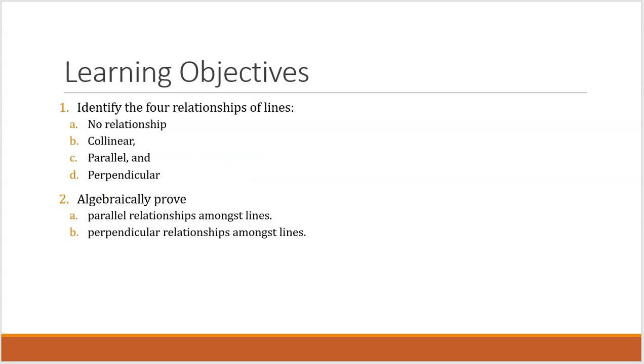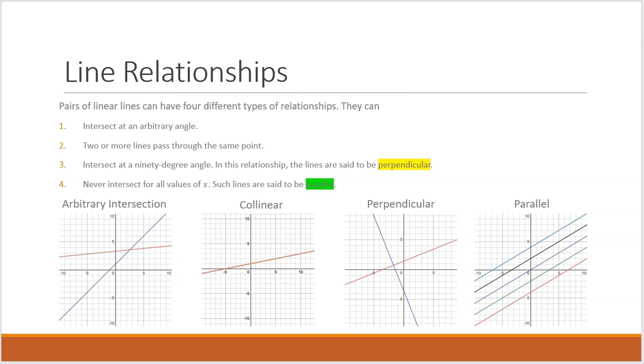Now, jumping into it, recall the four different types of relationships we can have with lines. The first one is the arbitrary intersection, where two lines intersect at arbitrary points, and the angles at the intersection are non-90 degrees. They're just two lines that cut one another, and nothing is special about it. Now the second one is collinear. Recall, collinear lines are where two or more lines pass through all common points.